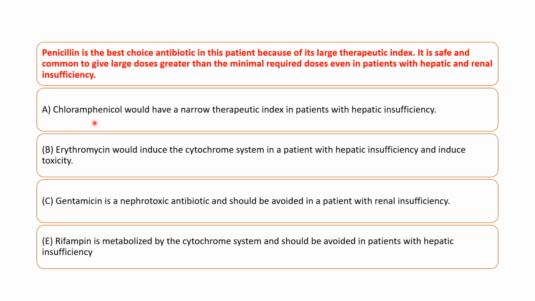The option A, chloramphenicol, would have a narrow therapeutic index in patients with hepatic insufficiency. Then option B, erythromycin, which is a macrolide antibiotic, would induce the cytochrome system in a patient with hepatic insufficiency and induce toxicity. Then option C, gentamicin, is a nephrotoxic antibiotic and should be avoided in a patient with renal insufficiency. Then option E, rifampin, is metabolized by the cytochrome system and should be avoided in patients with hepatic insufficiency.